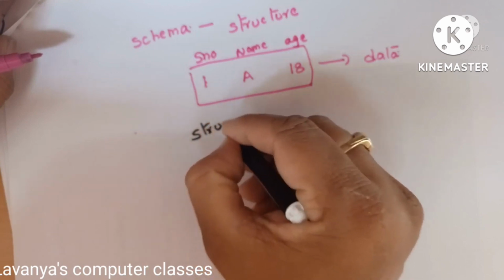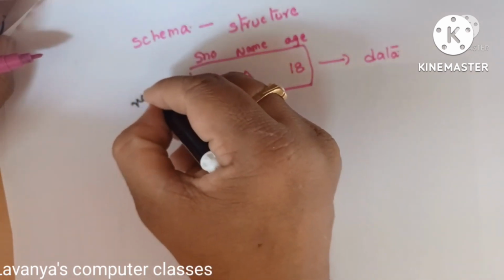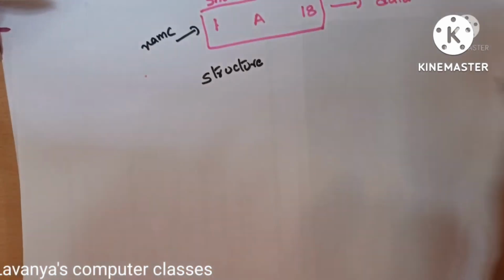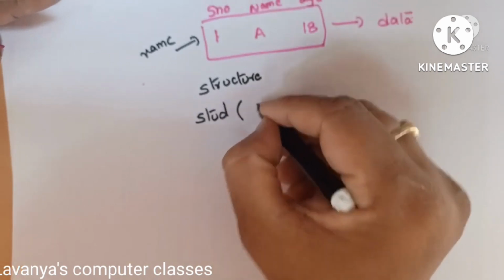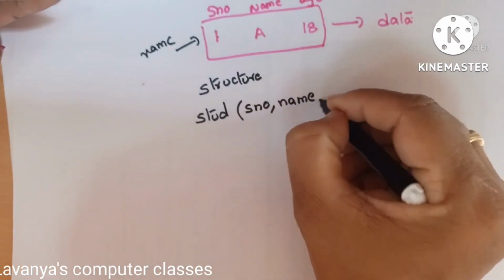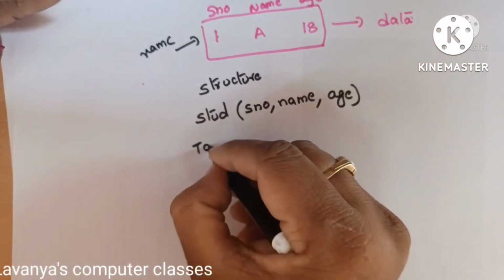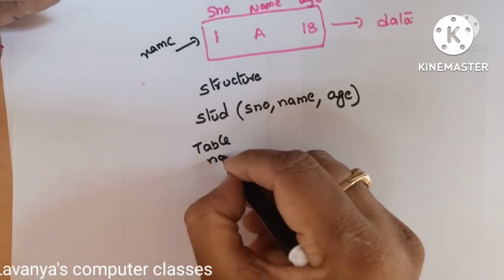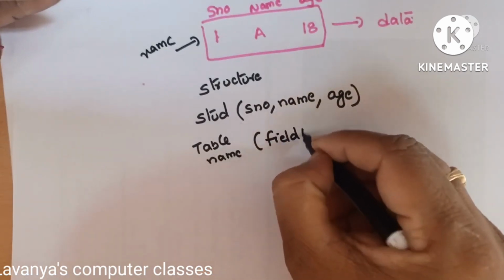What is the name of the table? We need one name for the table. So the table name is student. Student is the name of the table. So what fields are there? Serial number, student name, age. So these are the fields. That means 1 is stored in serial number, A is stored in student name, 18 is stored in age. So this is the structure of the student.